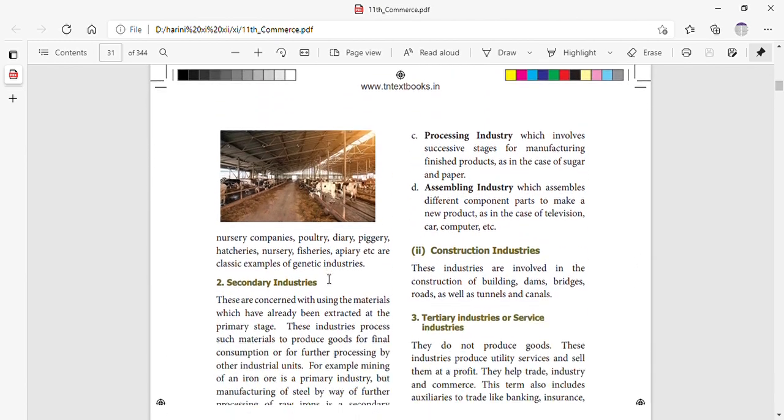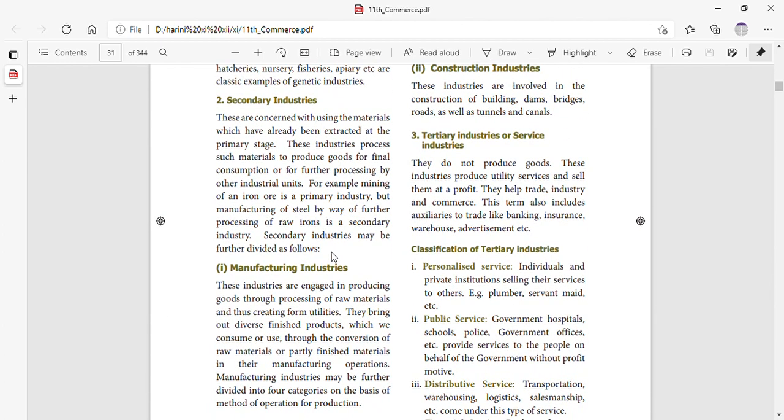So the second one is secondary industries. What is secondary? In secondary, a product is again transformed into another product. The example here: mining for iron ore is a primary industry, but manufacturing of steel from iron is a secondary industry. So taking iron from the soil is primary. Making steel from that iron is secondary.